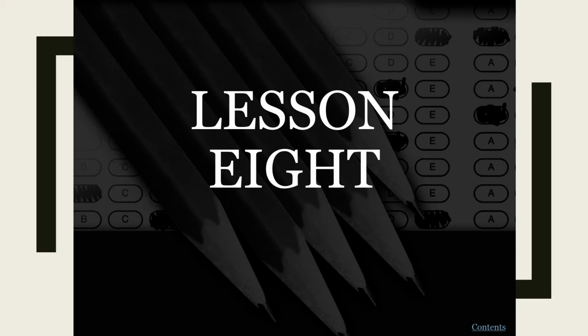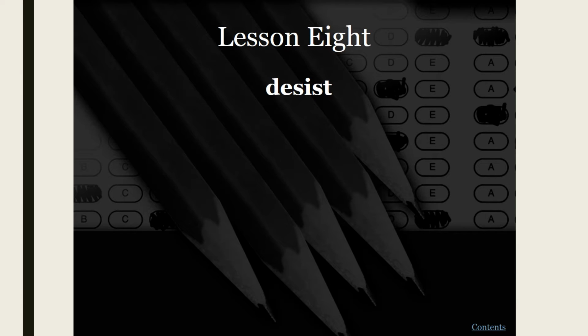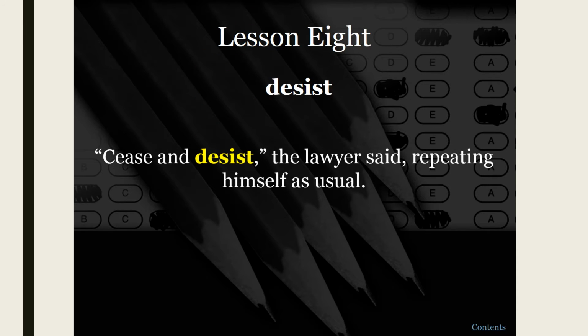This is our VPP video for our Lesson 8 vocabulary words. First word is desist. Hopefully you know what this word means already. Here's a sentence. Cease and desist, the lawyer said, repeating himself as usual.